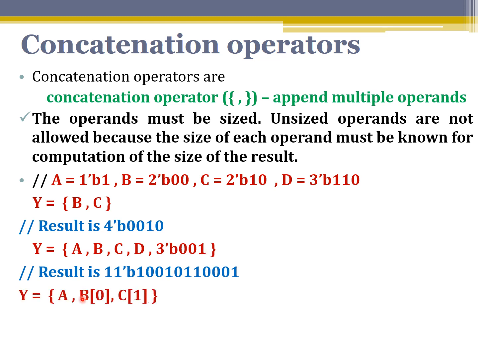Now we can do concatenation of even single bits of a vector. For example, here we are concatenating A with a single bit of B, B of 0, and a single bit of C, C of 1. So what is A? A is 1. B of 0 is the 0th bit. When we have 2 bits, this is the 0th bit, this is the first bit. So the 0th bit of B is a 0. C of 1 is the first bit. This is the 0th bit position, this is the first bit position, we have 1. So the answer is 3-bit 1 0 1.